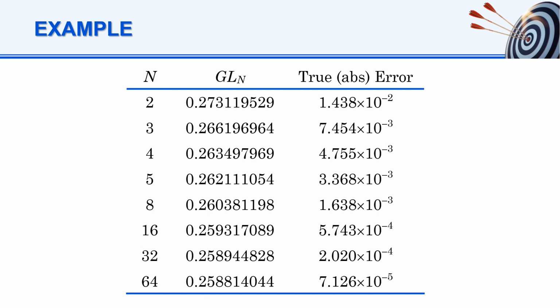We observe that the results with at least 2 decimal place accuracy were achieved for n values of less than 10. For n equals 64, an error of the order of 10 to the minus 5 was obtained, which is extremely difficult to achieve with such a small number of panels by the trapezoidal or Simpson methods. With this note, we conclude this lecture.